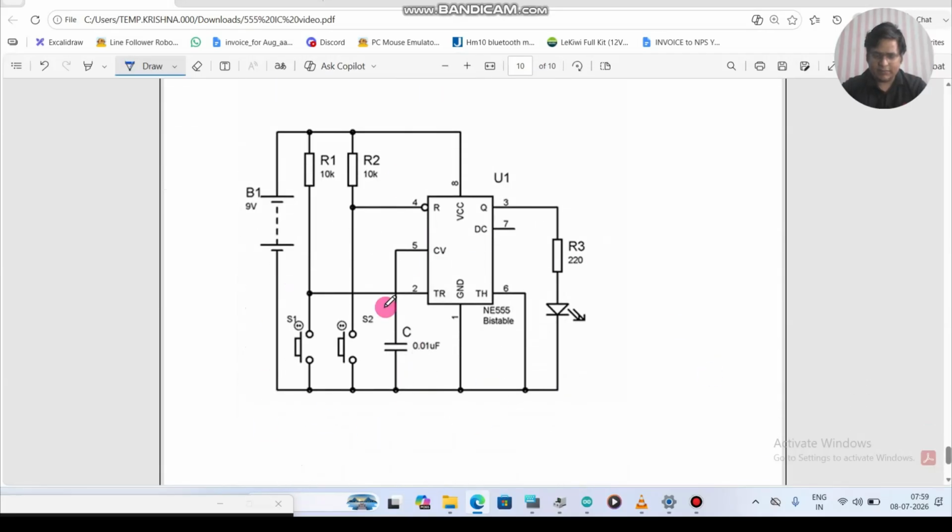Yeah, you can see here, coming back to the diagram directly. This one is connected to pin number 2. That means one of the buttons is used to give the trigger to the LED. So when you press this first button, S1, the LED will be on.